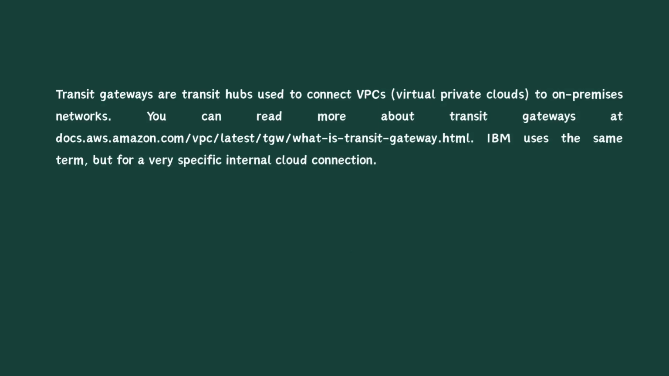Transit gateways are transit hubs used to connect VPCs, virtual private clouds, to on-premises networks. You can read more about transit gateways at docs.aws.amazon.com, TGW, what is transit gateway? IBM uses the same term, but for a very specific internal cloud connection.